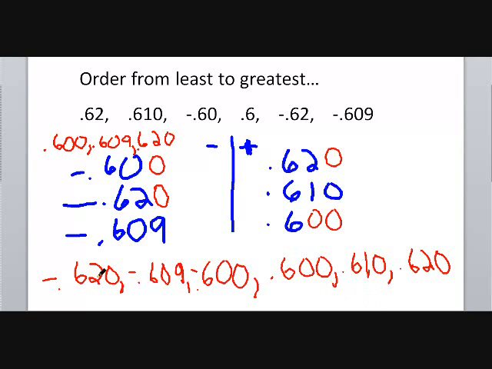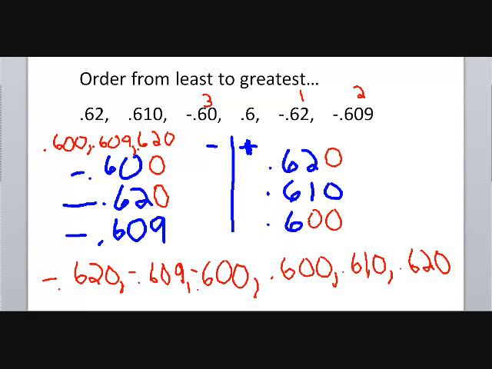So if I want to look at them up here, my negative 0.62 right here, that's my smallest one. My next one, the negative 0.609, that would be the second number. Negative 0.600 is this one right here. Remember, we added a 0 onto it, but it's still the same number. That would be my third number.